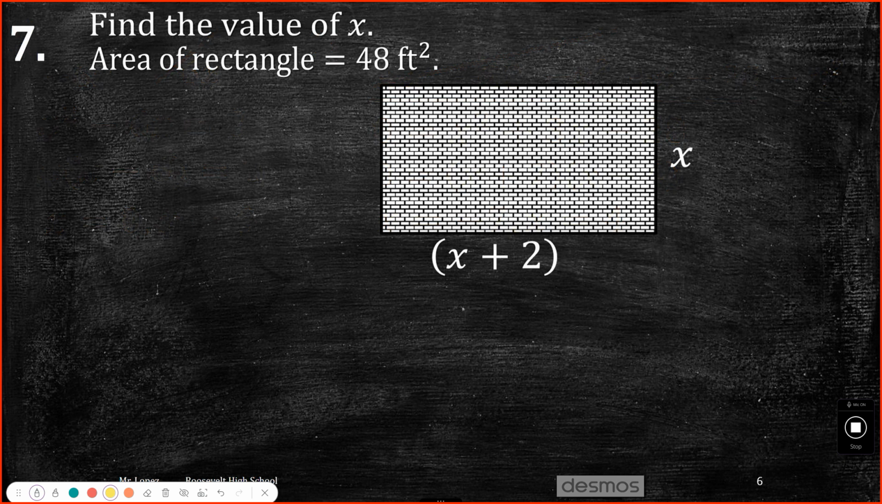Okay, here's the last problem here. Find the value of x. They're telling you the area of this rectangle is 48 square feet. And they give you the dimensions here, where the bottom side is x plus 2. Then the up and down is x. So this is the area of a rectangle that they give you a total.